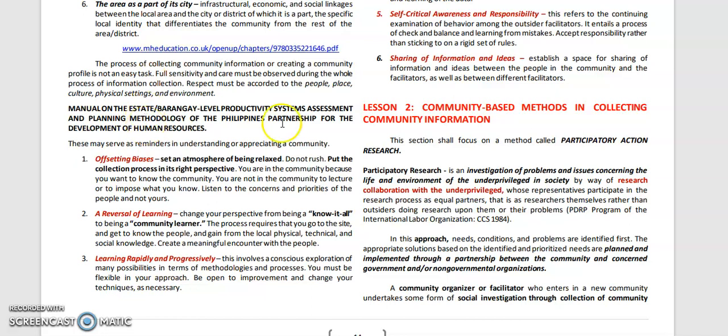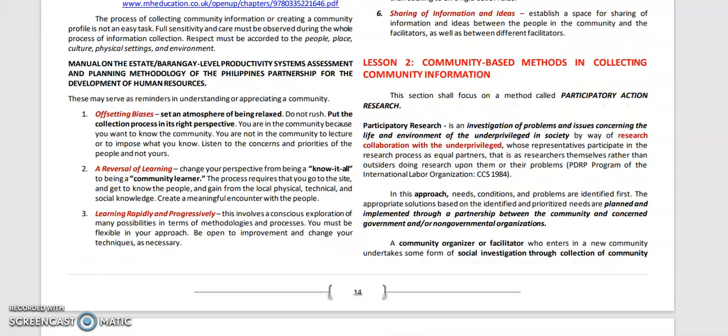So number 1, meron tayong tinatawag na offsetting biases. So ano ba yung tinatawag na offsetting biases? So this set an atmosphere of being relaxed. Do not rush. Put the collection process in its perspective. You are in the community because you want to know the community. So hindi ka nandyan para sa wala. But you are not in the community to lecture or to impose what you know.